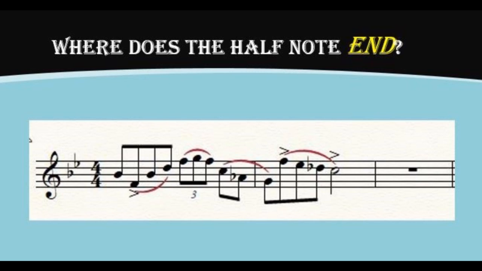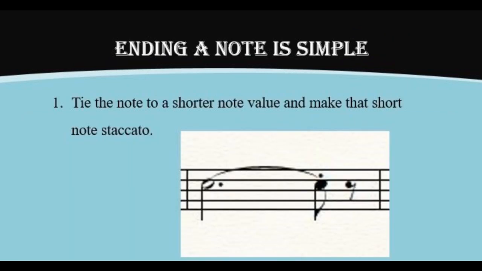When I was studying with Frank Hunter, he told me that he always indicated where he wanted the note to end by adding a tie to a dotted note, or a staccato note if he wanted the sound to end. Let's look at the example and show how to indicate where a note ends.